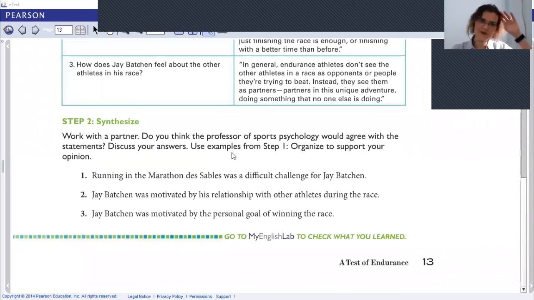Awesome. Okay, for the last one to synthesize, you had to think about whether the professor of sports psychology would agree with the statements, would he or not? What do you think? So you would have to organize your ideas, looking back at the information that you got in step 1. So number 1, running in a marathon was a difficult challenge for Jay Bashan. Do you think the professor of sports psychology would agree with the statement, yes or no?